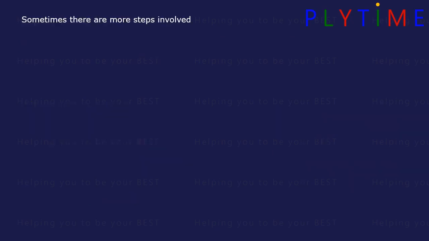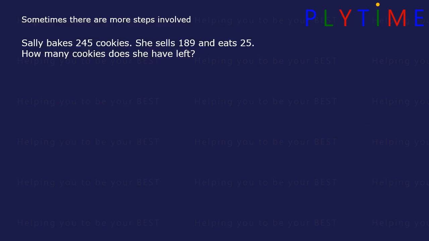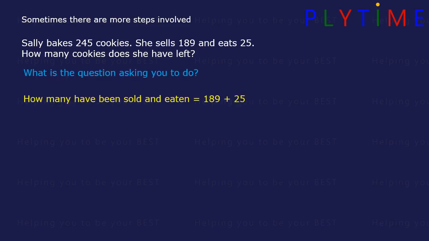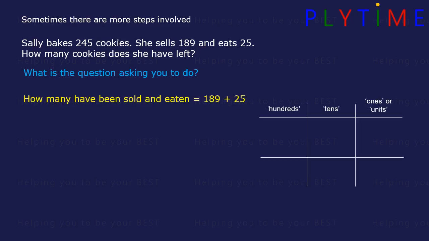Sometimes there are more steps involved. Sally bakes 245 cookies. She sells 189 and eats 25. How many cookies does she have left? What's the question asking you to do? How many cookies have been sold and eaten altogether? 189 plus 25. So let's work this in our columns.